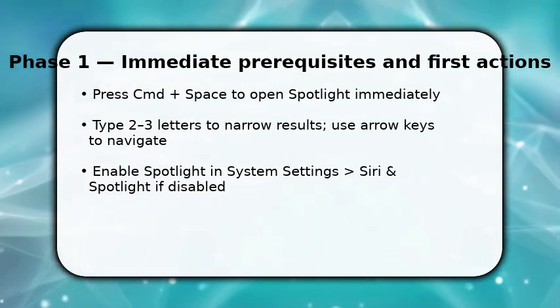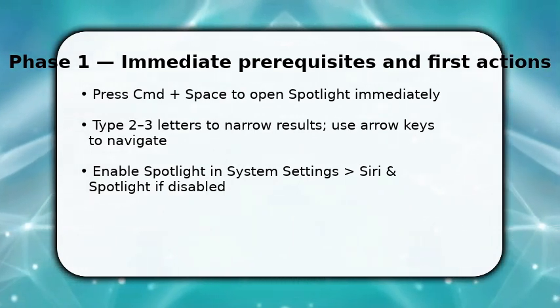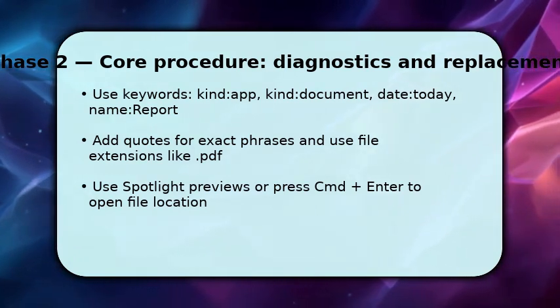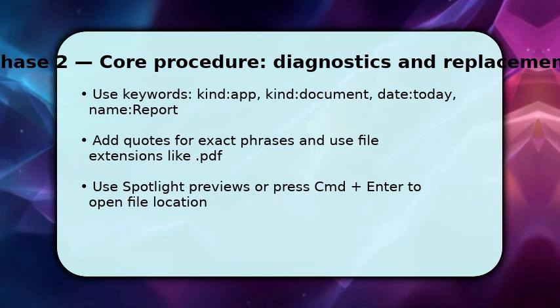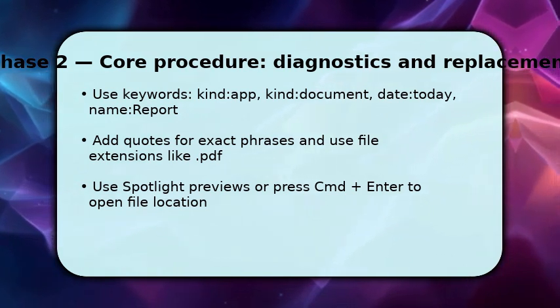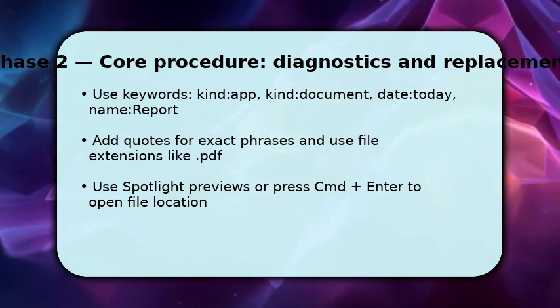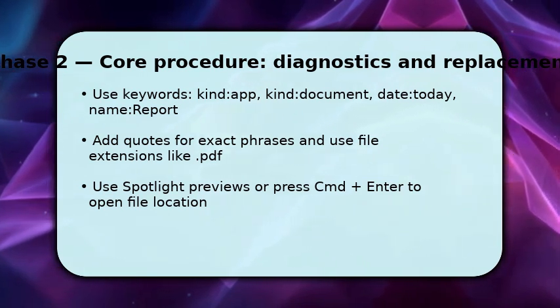This step gets you into the search flow immediately, so you can act on results fast. Next, refine results using filters and syntax so Spotlight returns precise matches. Type kind:app or kind:document to limit types, or date:today to find recent items. Quotes force exact phrases and adding .pdf narrows to that extension. Use name: followed by a term for file name focus.